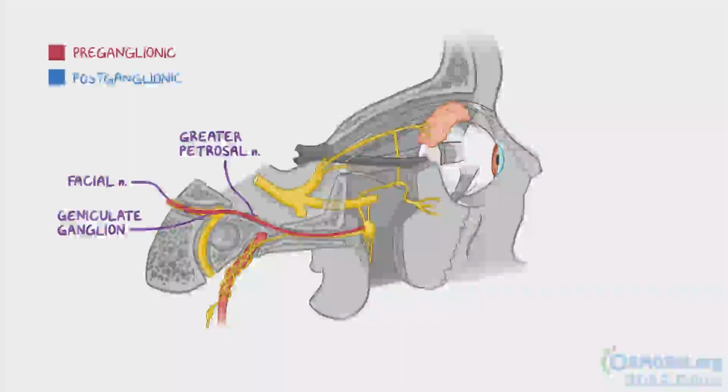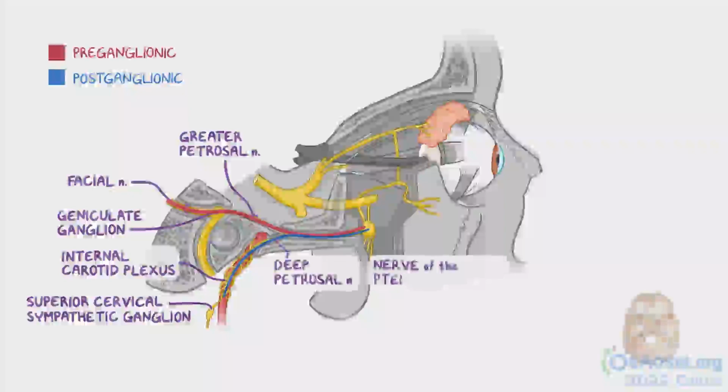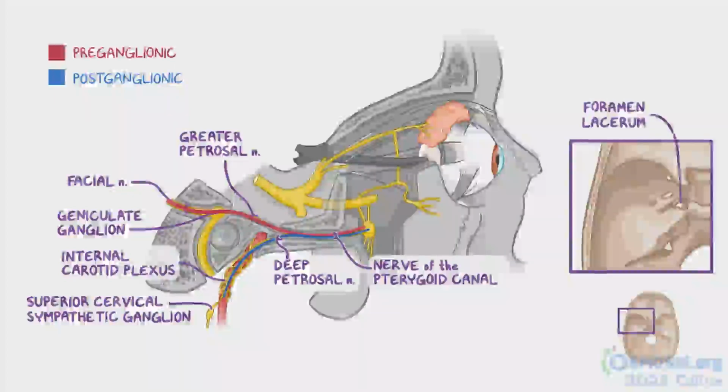Postganglionic sympathetic fibers from the superior cervical sympathetic ganglion in the neck form the internal carotid plexus. In the middle cranial fossa, some fibers leave the plexus as the deep petrosal nerve and join with the greater petrosal nerve to form the nerve of the pterygoid canal, which exits through the foramen lacerum to enter the pterygopalatine fossa.